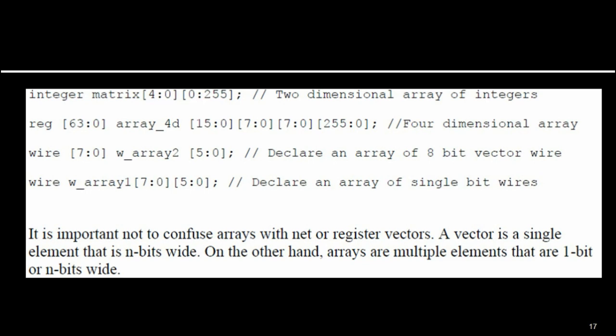It is important not to confuse an array with net or register vectors. A vector is a single element that is n-bit wide. On the other hand, arrays are multiple elements that are 1-bit or n-bit wide. So do not confuse the net declaration with the wire declaration.